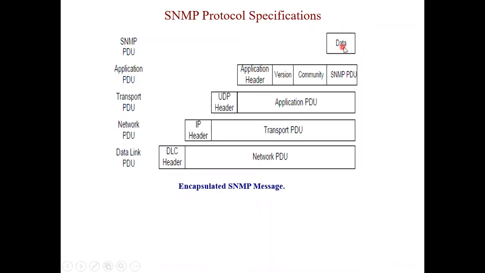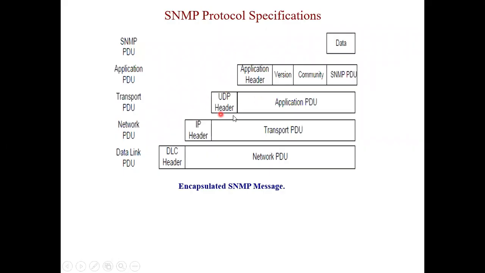Here is my SNMP data. This data is nothing but those 5 set of commands. To it, in the application layer, I am adding the community name, the version, and the application layer is adding its own header. So this entire thing becomes the application PDU. When it comes to the transport layer, we know in SNMP we use only UDP for communication, so the transport layer adds the UDP header over here.